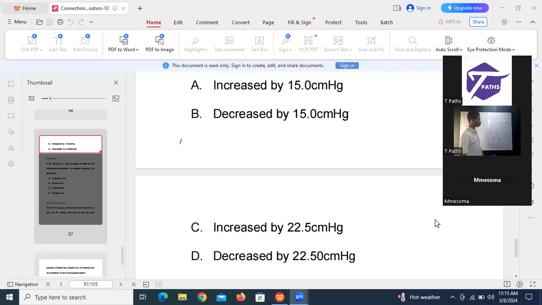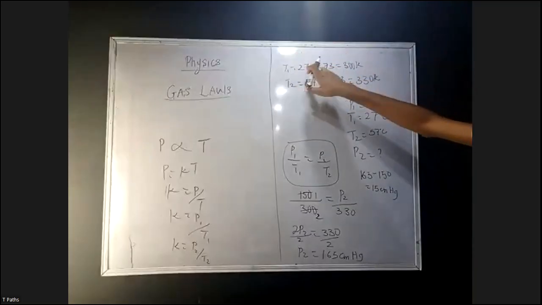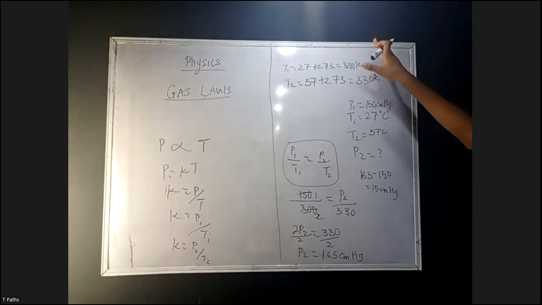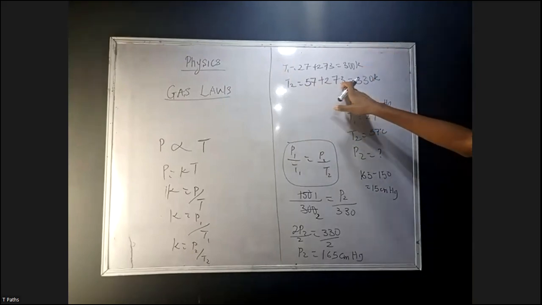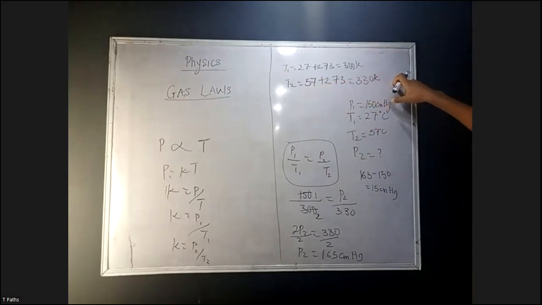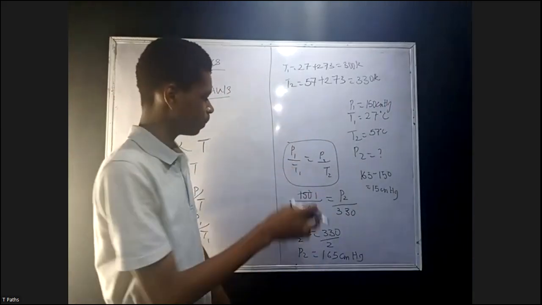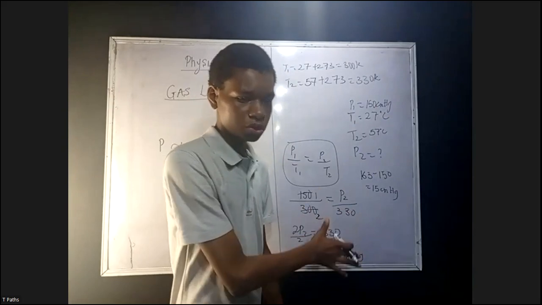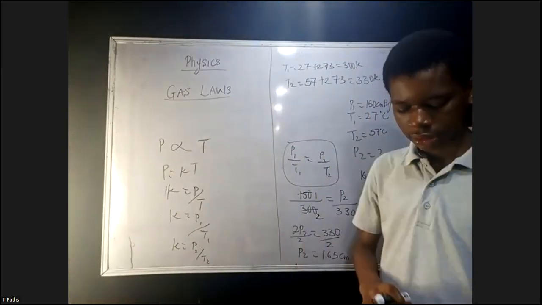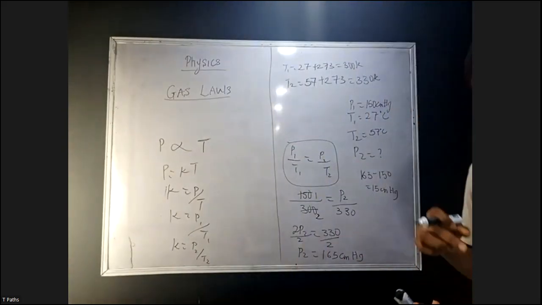So now what I did was I wrote down the parameters in the question, made sure I'm converting my degrees Celsius to absolute temperature, which is in Kelvin, by adding 273, just like what I did here. I added 273 to 27 to get 300. And here also I added 273 to 57 to get 330. Then I inputted everything into my formula here, which is P1 over T1 is equal to P2 over T2. All right. So let's move to another example.